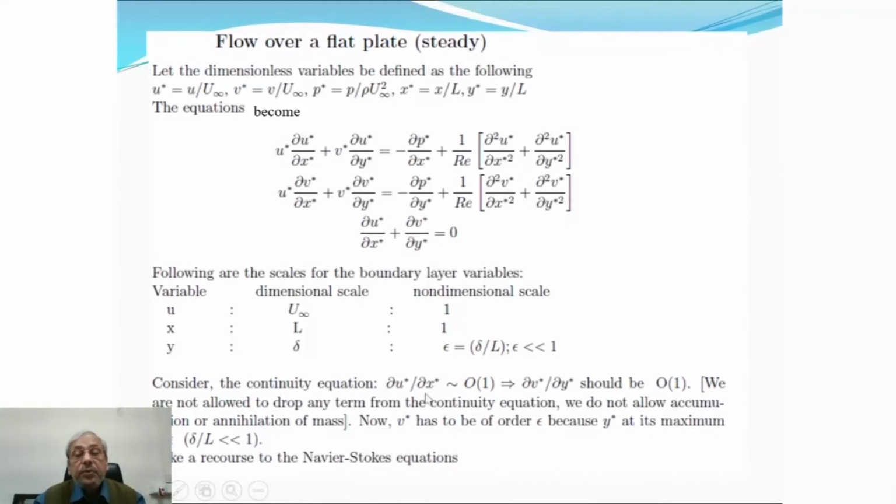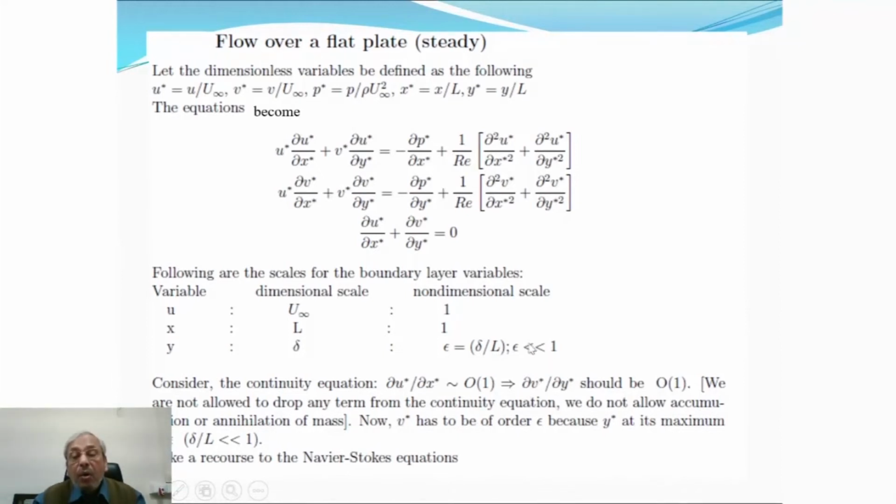Del u star by del x star is of the order of 1. This is of the order of 1. But the continuity equation is the mass conservation equation. Neither can we create mass, nor can we destroy mass. Neither mass can be created nor can it be destroyed.